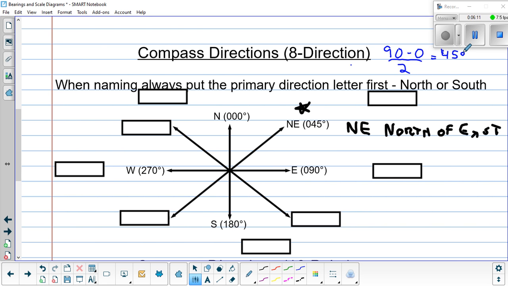So I have done that first one for you. I would like you to try now. Pause the video and fill in the rest of the blanks. And for ambitious people, try and say what it is. So this one was north of east.